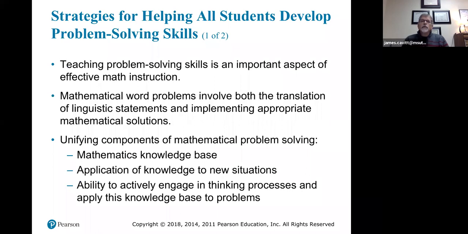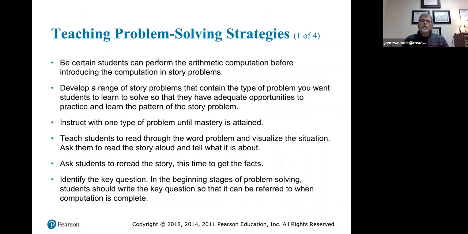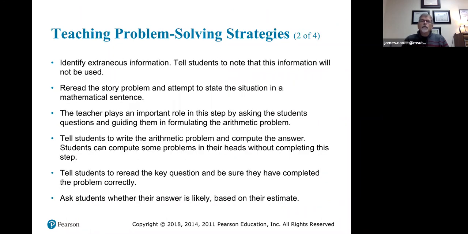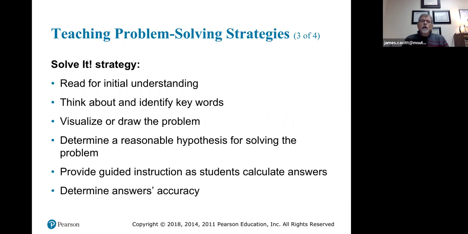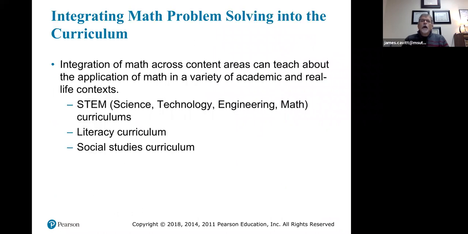Problem solving skills, here's some strategies. And for that, some more strategies. Again, I want you to go to your textbook and identify the specific information about those. Here's another one, FAST DRAW. And you need to make sure problem solving is integrated in the curriculum, in math teaching.